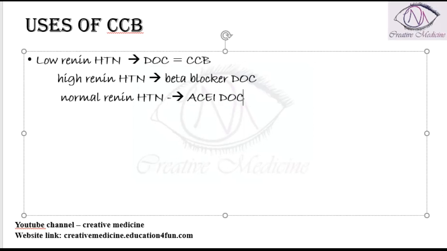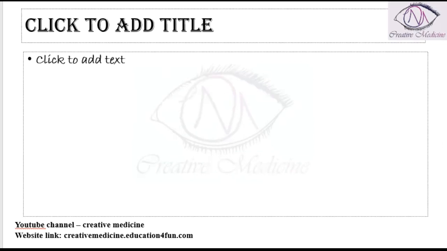The drug of choice for normal renin hypertension is angiotensin converting enzyme inhibitors. These can also be used in isolated systolic hypertension in elderly. These are actually the drug of choice for isolated systolic hypertension, where only systolic hypertension is seen in elderly.